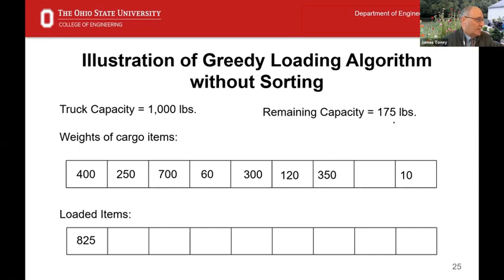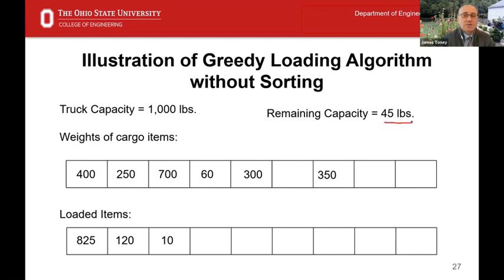Now we've got a remaining capacity of 175. And we look through the whole list and ask, which of these is the highest one that's less than 175? And it's 120. So we load that. Look at the remaining ones. What's the heaviest remaining one that's less than or equal to 55? It'll be the 10. And now there are no remaining weights that are less than or equal to our remaining capacity of 45, so we stop.